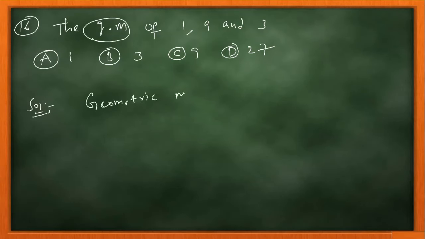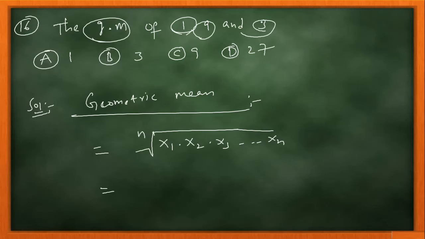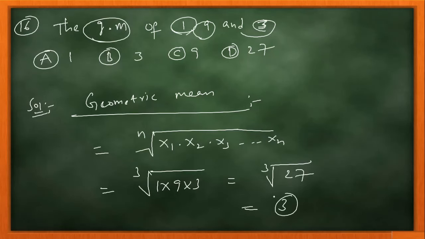See how to calculate the geometric mean for the given observations. That is the nth root of the product of the observations: observation 1 into observation 2 into observation 3 and so on, n observations. How many observations are given? 3 observations are given, 1, 9 and 3. So it is the cube root of 1 into 9 into 3, which is the cube root of 27. What is the cube root of 27? That is 3. Option B is correct.